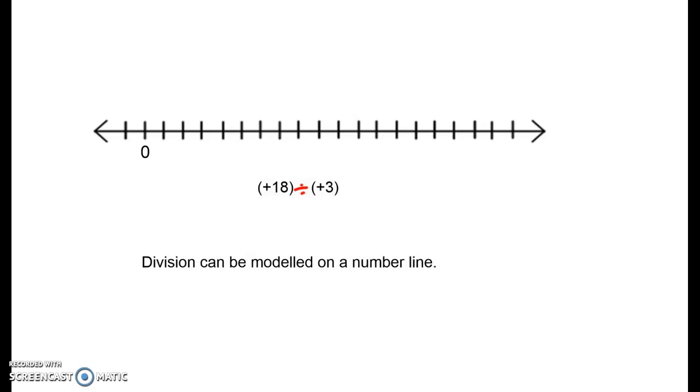So here we're dividing positive 18 by positive 3. This is what you've done since you learned to divide back in grade 2 maybe. 18 divided by 3 gives us an answer of positive 6, right? Same signs, positive. Okay, we're going to come back and use the number line.